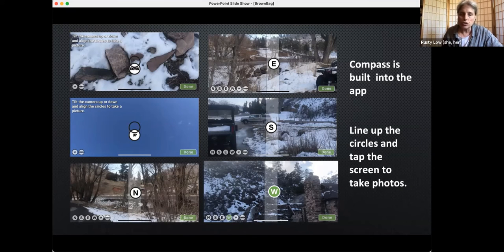And then you take pictures north, south, east, and west, and you try to, if you can, get about a soccer field's worth of space in your view. So you don't set it so that you can see forever and ever, but you try to get about 50 meters in each direction. That will just standardize these photos a little bit. And you see these compass marks, north, south, east, and west. So you don't even have to have a compass to do this because the app tells you when you're facing the right direction. All you do is line up the circles and it either will take a picture automatically or you tap the screen and it will take a picture. So super easy. Next one.